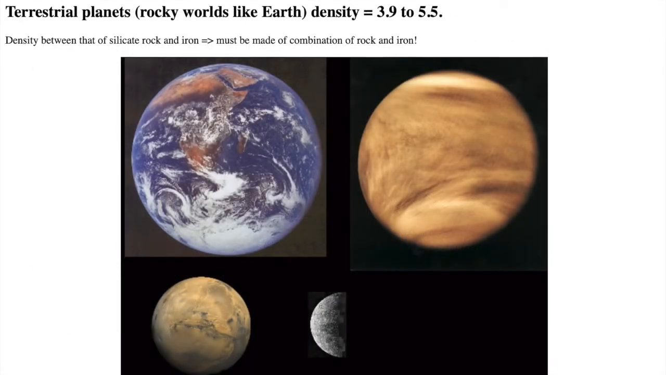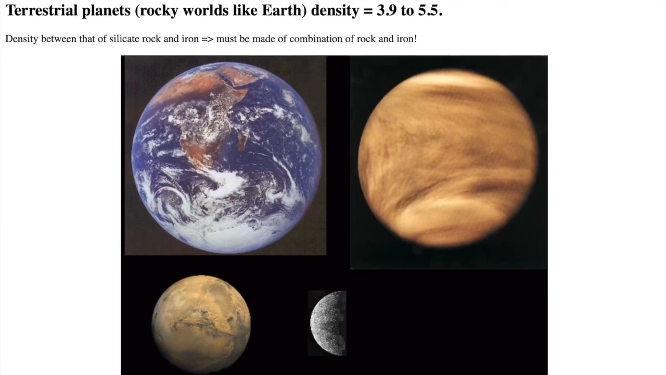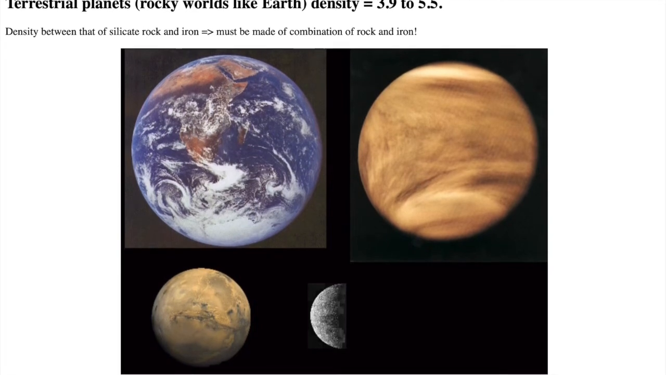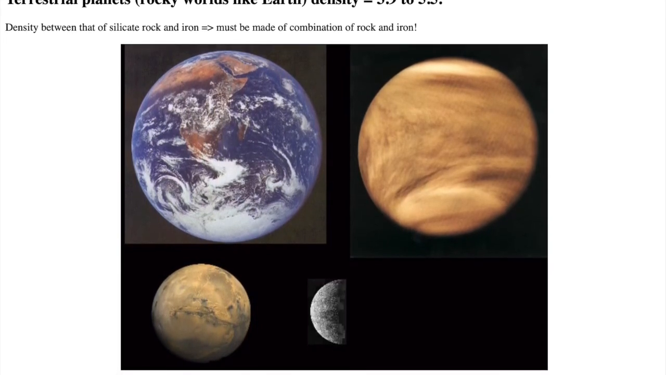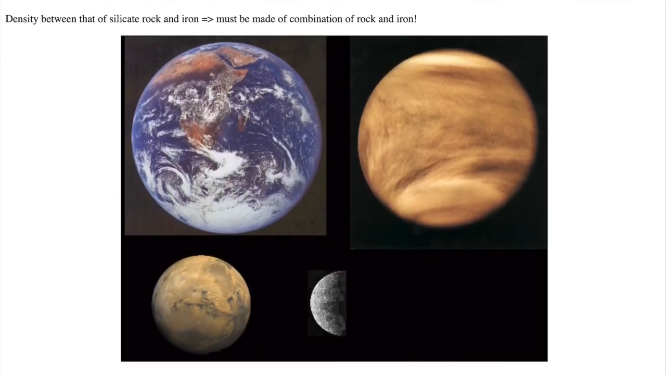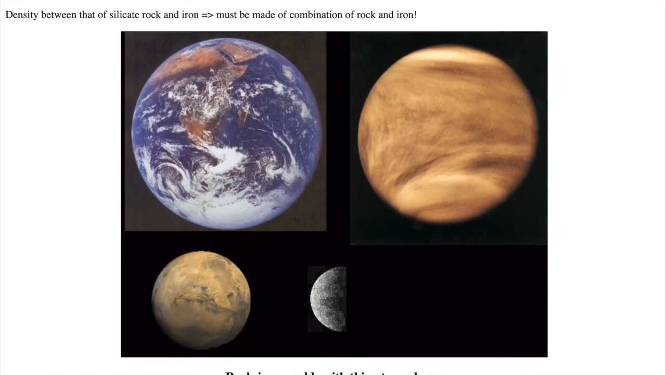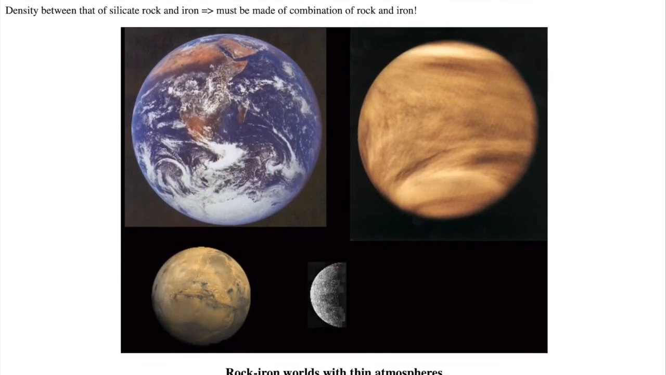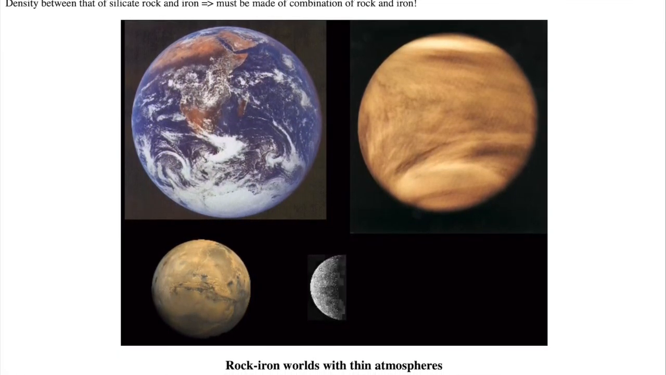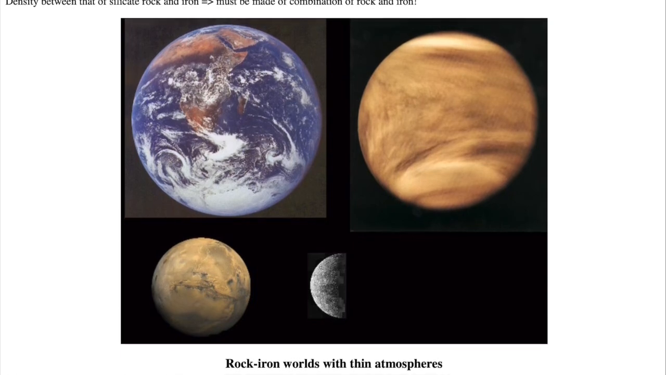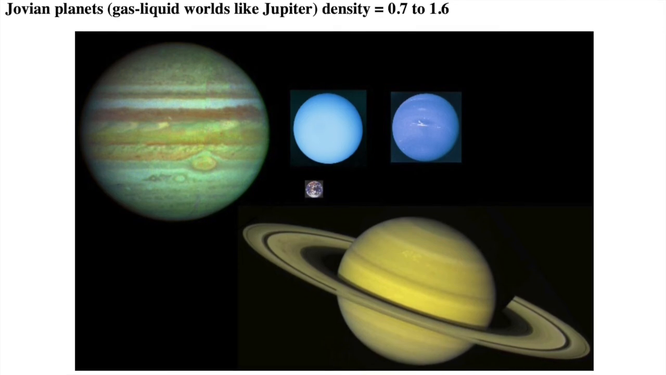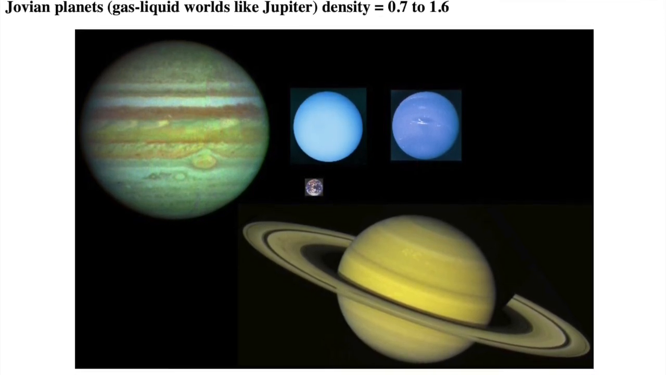The 4 inner planets in our solar system are terrestrial planets, which means they are rocky worlds like the Earth. Their densities range from 3.9 for Mars to 5.5 for Earth. These are numbers between those for silicate rock and iron, so they must be made of a combination of rock and iron. The higher the density number, the greater proportion of iron there is in the planet's interior. The definition of a terrestrial planet that can be used anywhere in the galaxy is a rock-iron world with a thin atmosphere.